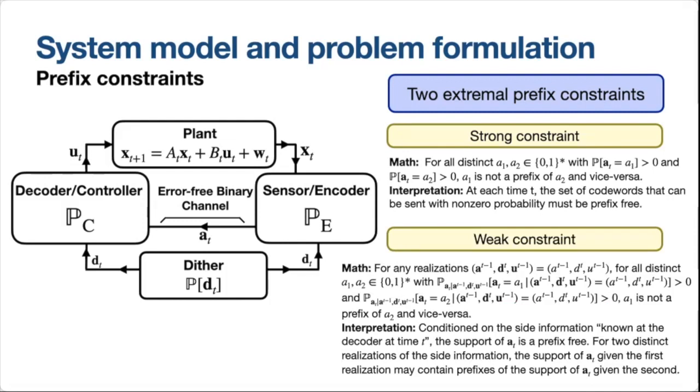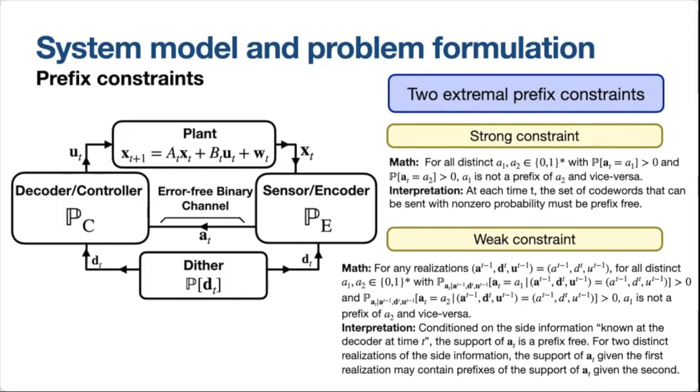Essentially, it requires that for any given realization of the random variables that are known to the decoder at time t, the set of code words that can be transmitted with non-zero probability, given the realization of that side information, are prefix-free. For example, under this notion, different prefix-free code words could be used for different realizations of the side information known to the decoder at different times.